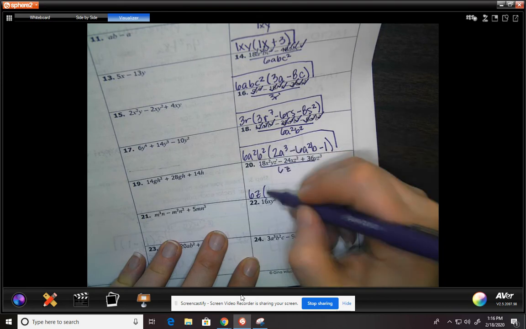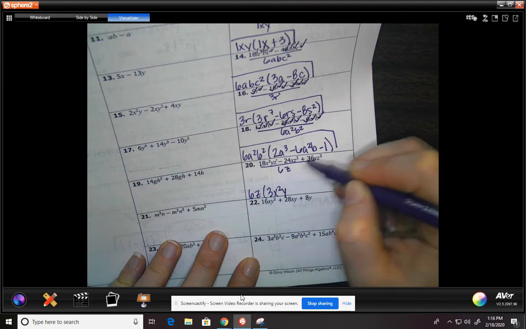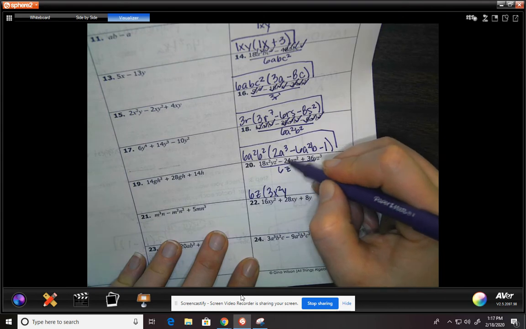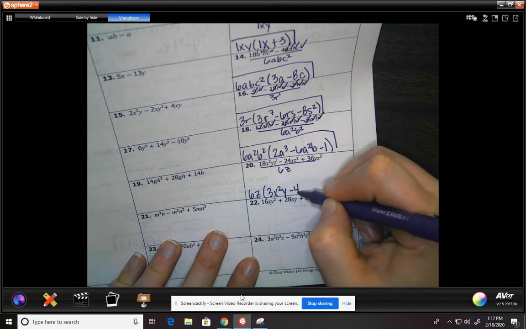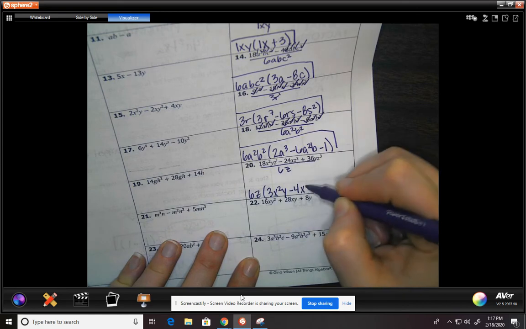18 divided by 6 is 3. 2 minus none leaves me with 2. 1 minus none leaves me with 1. And 1 minus 1 cancels the Z. Negative 24 divided by 6 is negative 4. 1 minus none is still 1. And 2 minus 1 is a 1.